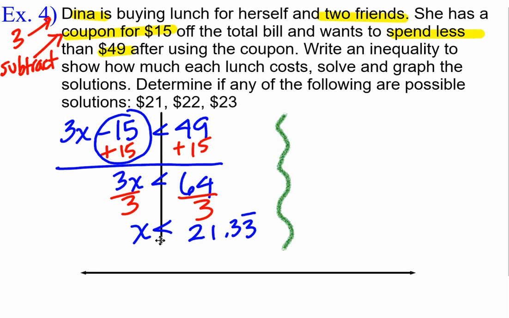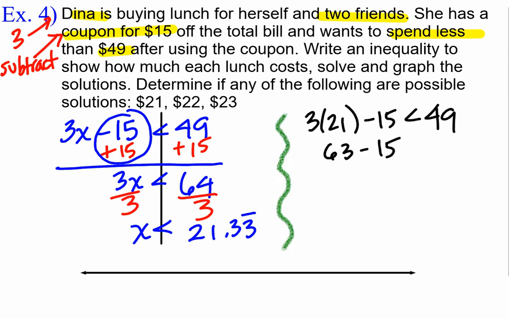So what we're going to do, we're going to keep the less than sign. Because of this fraction, we're going to keep the less than sign, and I'm going to put the number 21 in there to see if that's going to hold, okay? Because I want less than this number anyways. That's what we're saying. So let's try that. So 3 times 21 minus 15, is that less than 49? And we know 3 times 21 is 63. 63 minus 15 is 48. And 48 is less than 49. So we know this is a good number.